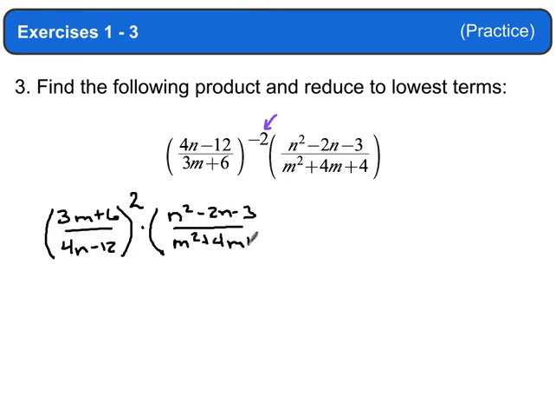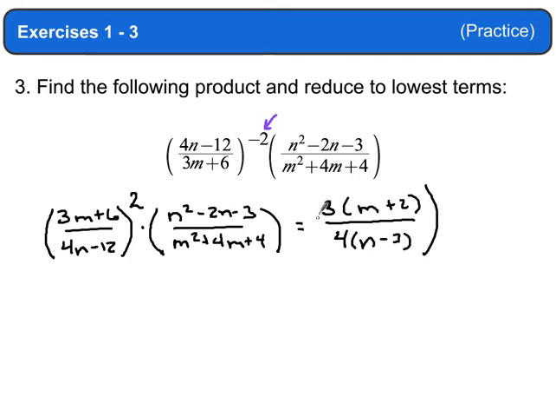Now that we've done that initial step, we're going to factor everything. In the numerator here, I could pull a 3 out, and I have an m plus 2. In the denominator, I pull a 4 out and have an n minus a 3. Now remember, all of that is still squared. So the other fraction, this could be n, let's make a little bit more room there.